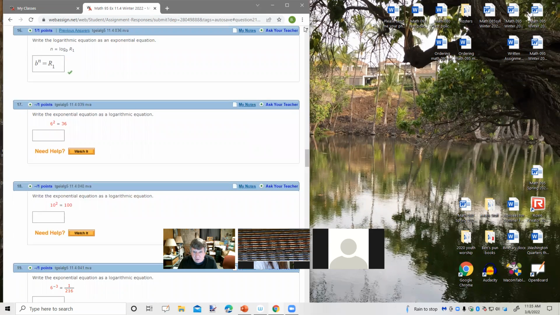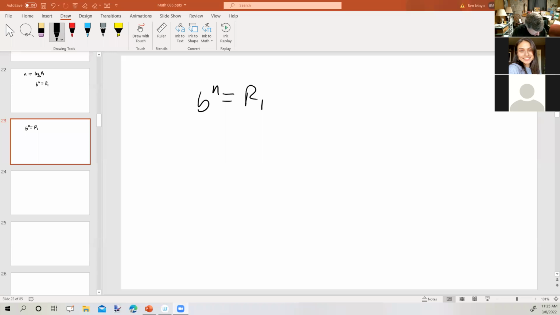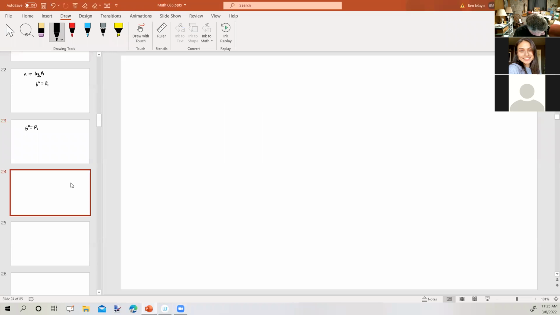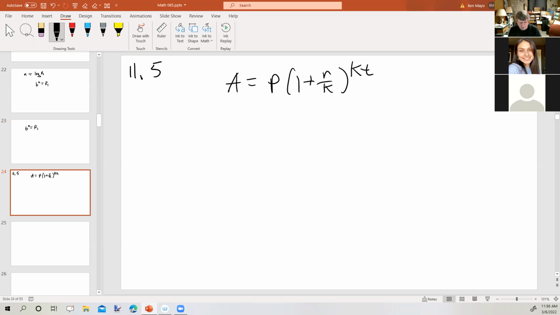So now let's go back to my whiteboard screen, and we're going to take a look at section 11.5. Now, we've looked at the compound interest formula, which was what? A equals P times (1 plus r over k) to the kt power. And k was the number of compoundings per year. So if it was annually, k was 1, semi-annually, k was 2, quarterly, k was 4, monthly, k was 12, daily, k was 365.